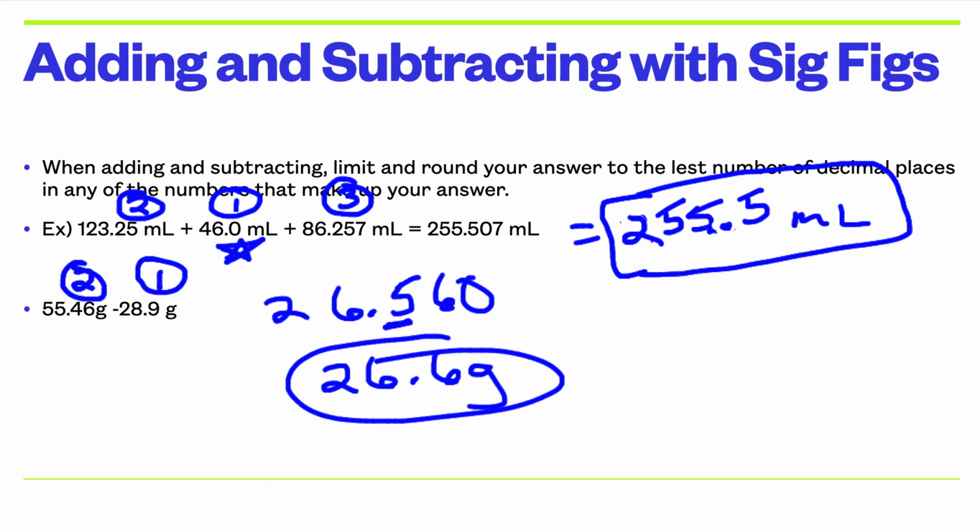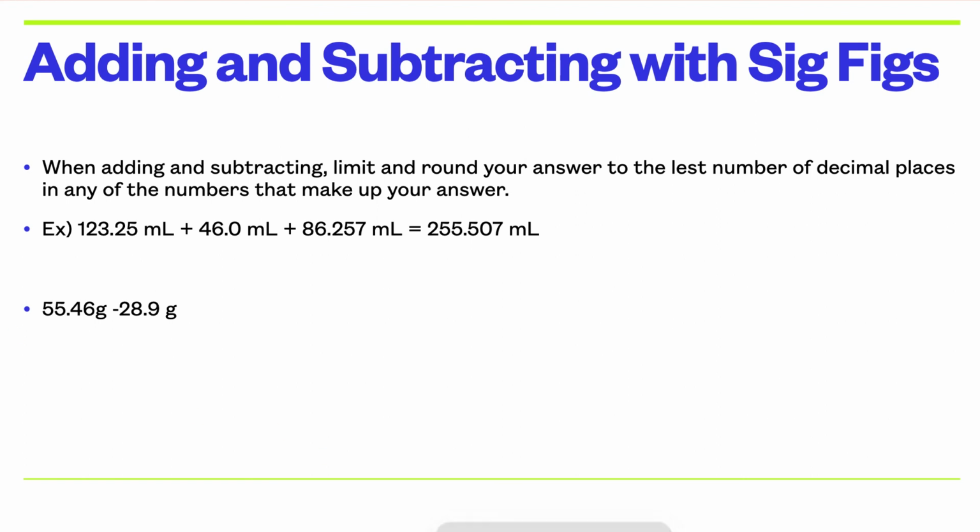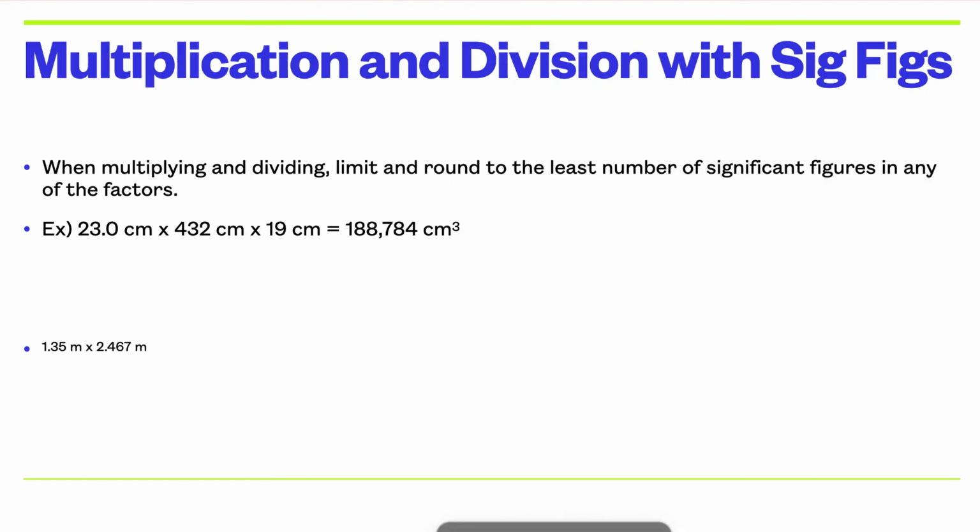Now multiplication and division. When multiplying and dividing, limit and round to the least number of significant figures in any of the factors. Addition and subtraction dealt with the least number of decimal places. Multiplication and division deal with the least number of significant figures in your numbers. In this first example, I have 23.0, so I have 3 significant figures here. 432, 3 significant figures. 19, I have 2. So my final answer should only have 2 significant figures in it.